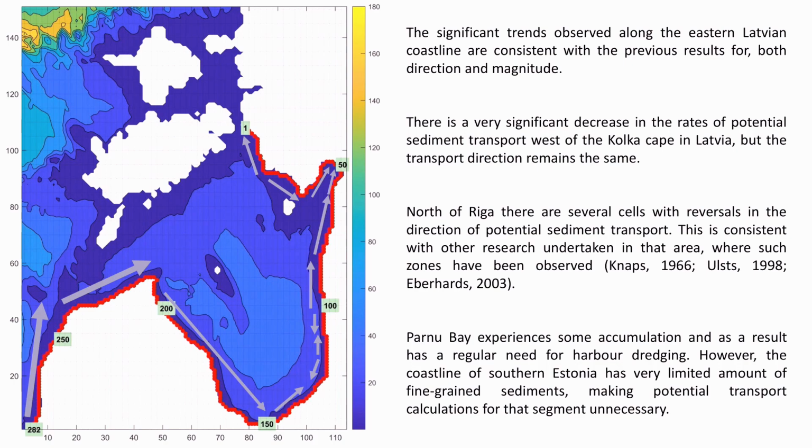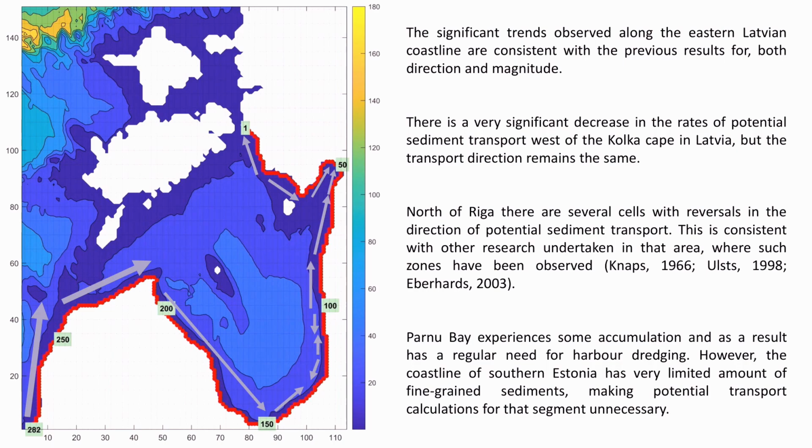And the last aspect of it is that Pärnu Bay, while it experiences some accumulation and they have a need for harbor dredging, based on sediment availability along the coastline itself, that is not the main source of the need to dredge. It's more associated with the river Pärnu inflow, the deposition of sedimentary material in that area.